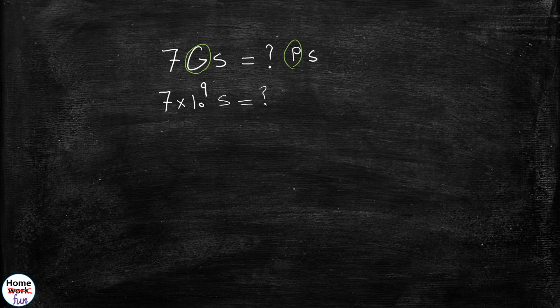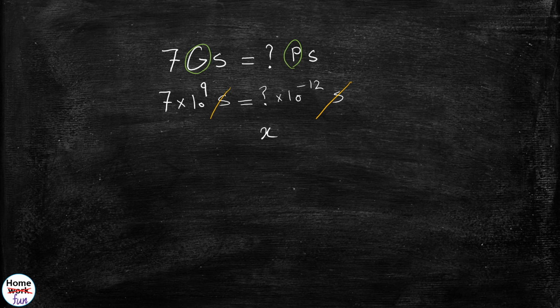What is pico? That's times 10 to the power of... So nano was 10 to the negative 9. Pico is negative 12 seconds. Now dividing both sides by the seconds, so get rid of that s. Now instead of question mark, let's just replace that with an x. Let's be more posh here. So x instead of question mark, the unknown we want to know the value of.